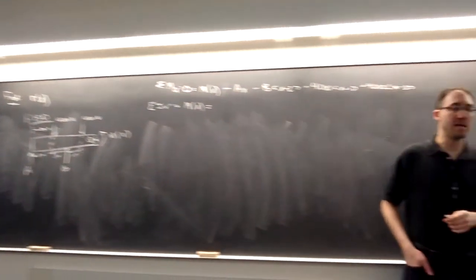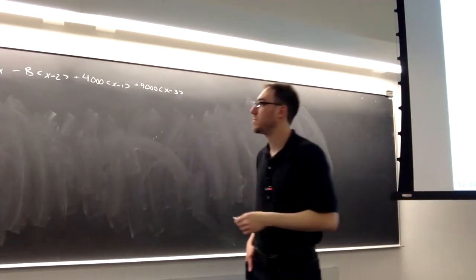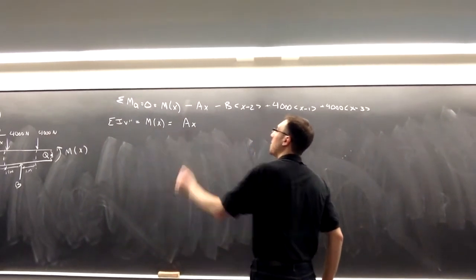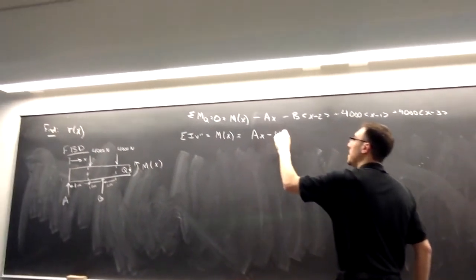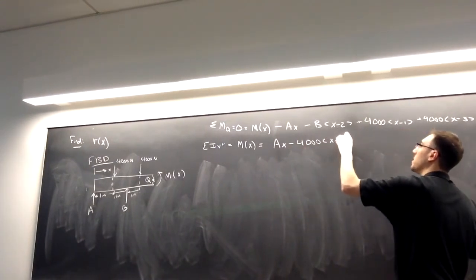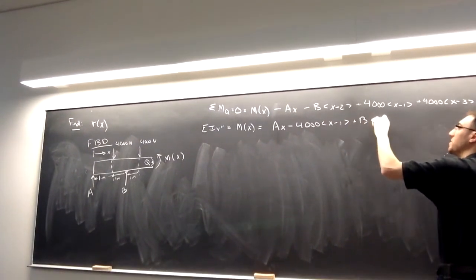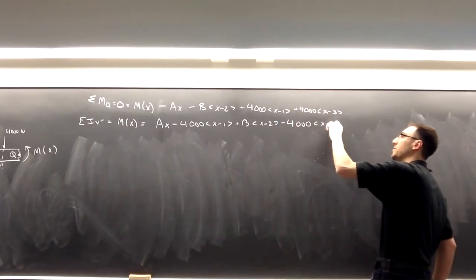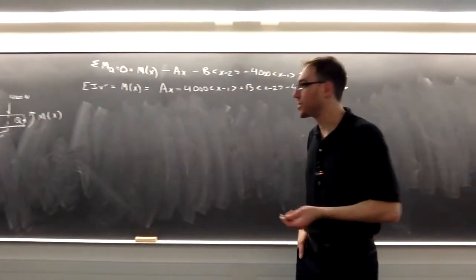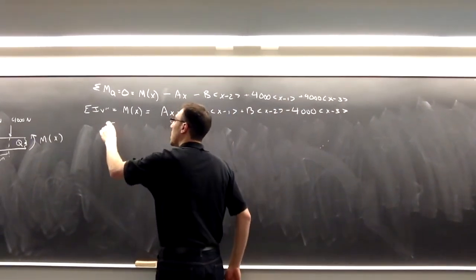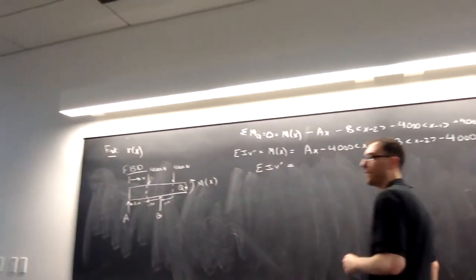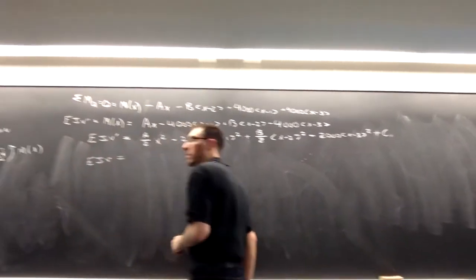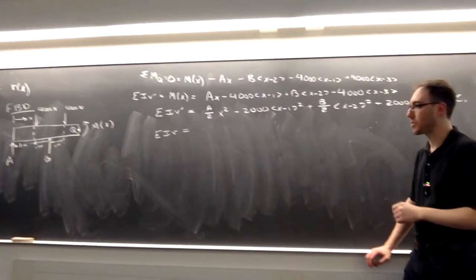M of x is the same as EI v double prime. So I just want to take this and solve it for m of x. So I'll have Ax. I'm going to rearrange this a little bit: 4,000 x minus 1 plus B x minus 2 minus 4,000 x minus 3. I integrate it to get my slope equation. So I have v prime, which is my slope. And I integrate a second time to get my deflection equation.